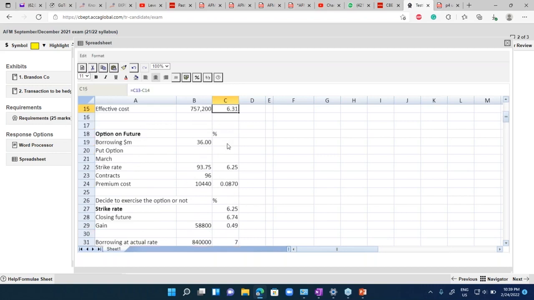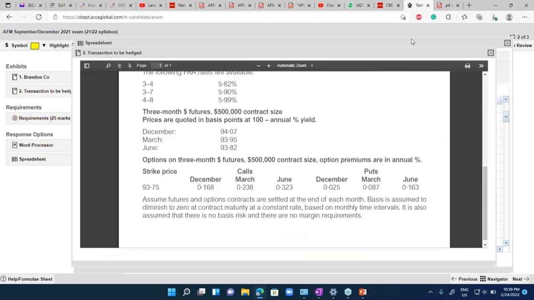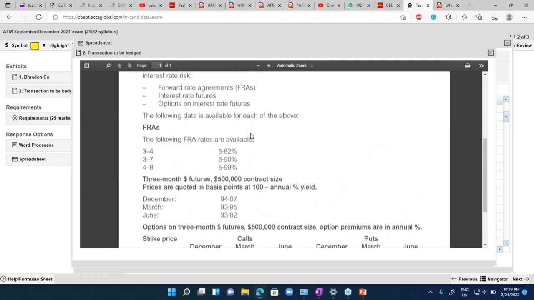Okay, last one is still remaining. There is another requirement, the forward agreement. Which forward agreement will you select? Today is 1st May. We are going to borrow on 31st August, so we are going to borrow after 3 months, for 4 months. So it is 3 by 7.